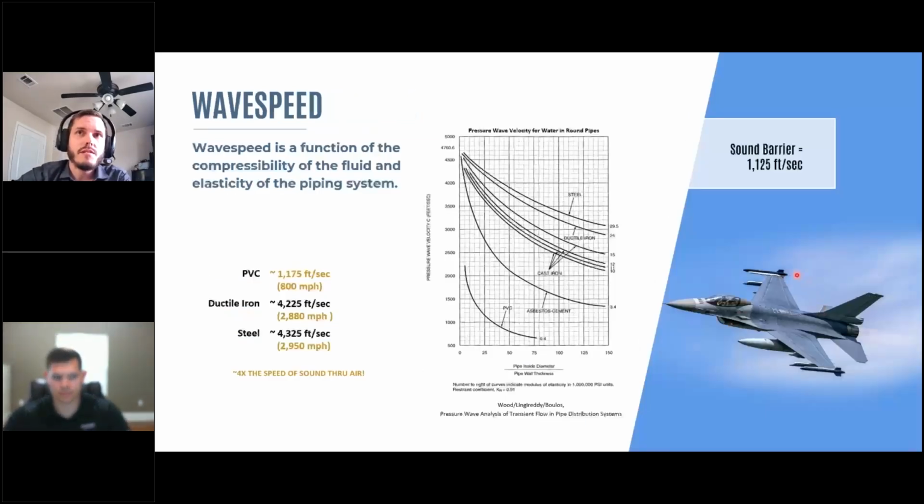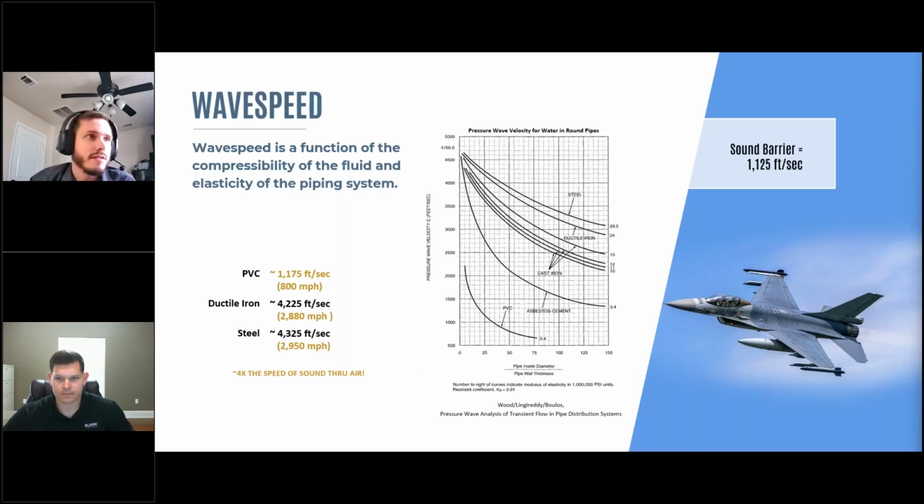The speed at which the wave travels is the speed of sound of the piping system. Wave speed is a function of the compressibility of the fluid and elasticity of the piping system. This can easily be around 3,000 miles an hour in many systems. The numbers shown here and on the chart are for a 6-inch line carrying water. So you have PVC at the lower end, around 800 miles an hour, ductile iron and steel at the higher end at almost 3,000 miles an hour.